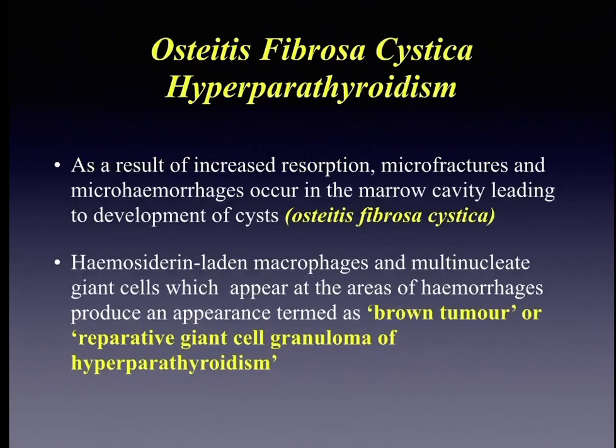The presence of hemosiderin-laden macrophages and multinucleate giant cells, which appear at the areas of the hemorrhage, can produce an appearance which is known as brown tumor or reparative giant cell granuloma of hyperparathyroidism. So these are not true tumors, but they usually disappear on surgical removal of the adenomatous parathyroid tissue. So unlike osteoclastoma, they're not true tumors.